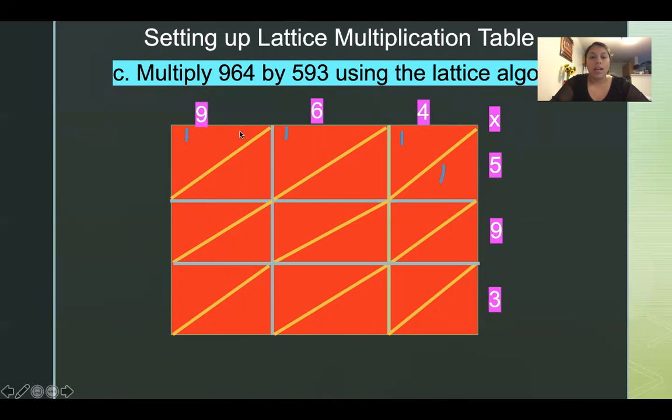We do 9 times 5, which gives us 45. We do 9 times 9, which gives us 81, and 9 times 3, which gives us 27. Now we go to the middle and work this one. 6 times 5 gives us 30, 6 times 9 gives us 54, and 6 times 3 gives us 18. Now 4 times 5 gives us 20, 4 times 9 gives us 36, and 4 times 3 gives us 12.